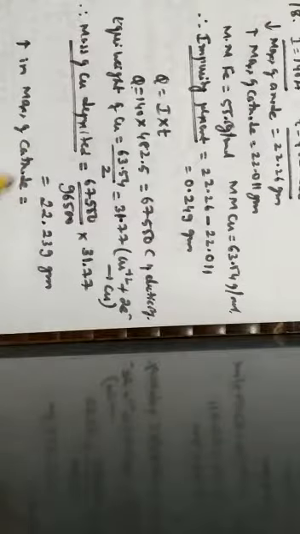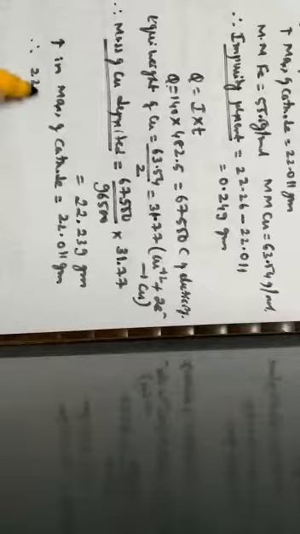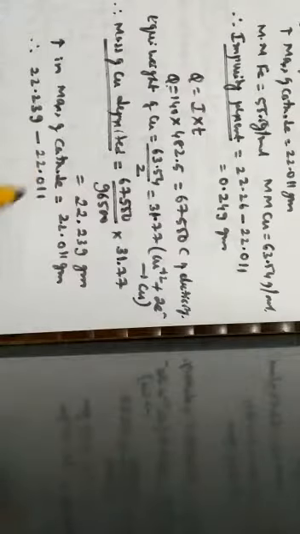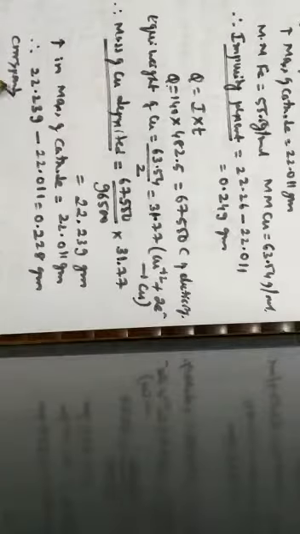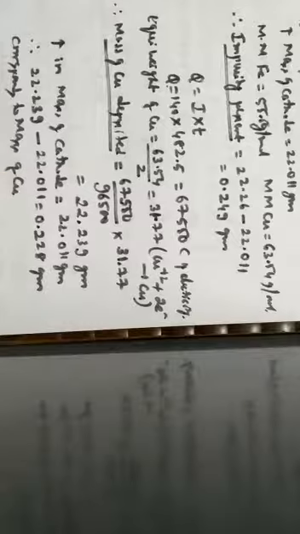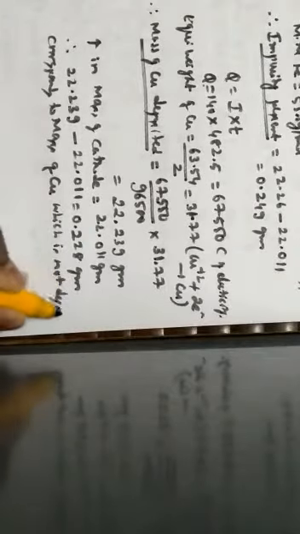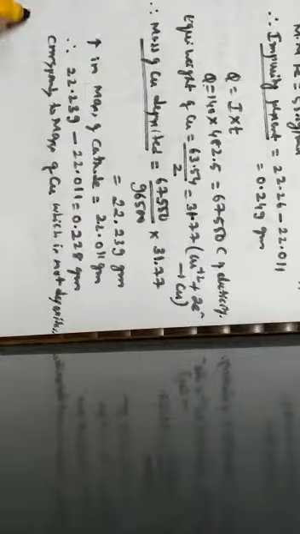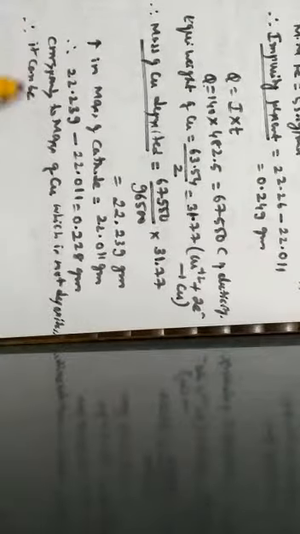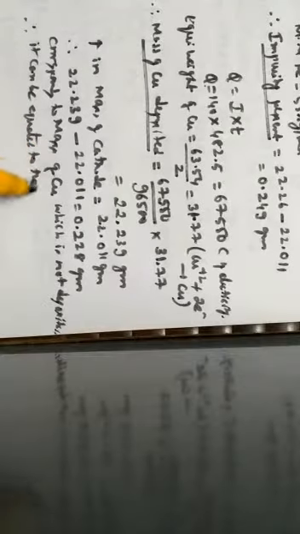Here it has been given that the increase in the mass of cathode is 22.011 grams. From this I can analyze that 22.239 grams of copper deposited minus the increase in the mass of cathode, 22.011, is equal to 0.228 grams. This corresponds to the mass of copper which is not deposited, and it can be equated to the mass of iron.